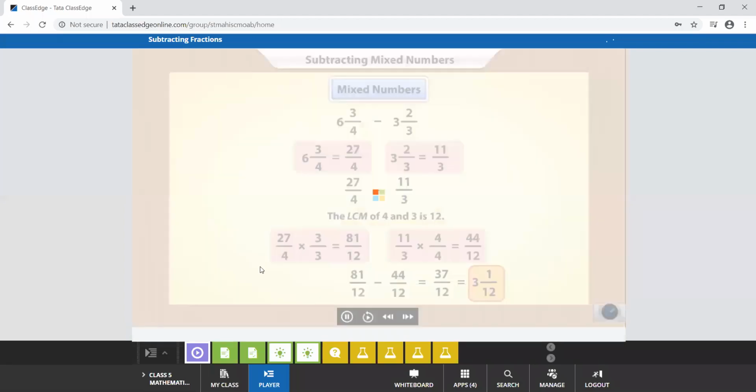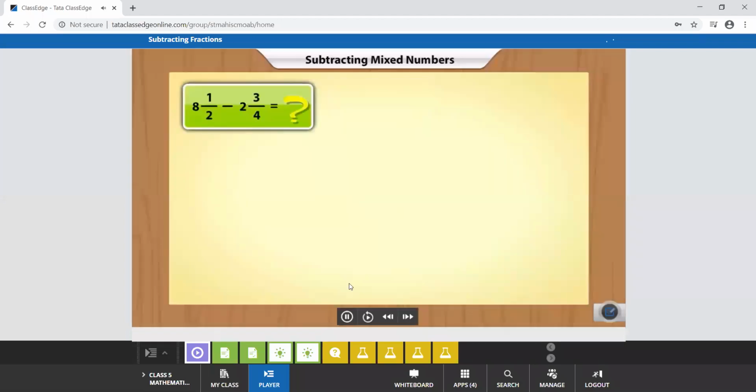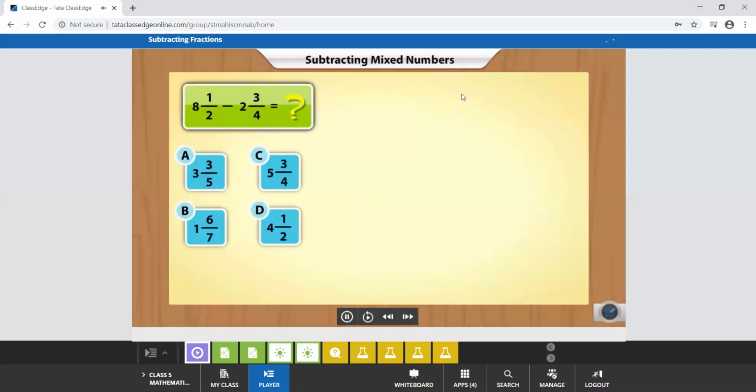It's your turn to help Aisha subtract mixed numbers. Take a look at this subtraction problem. Click the correct option.